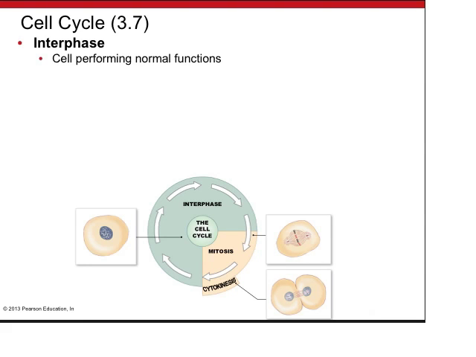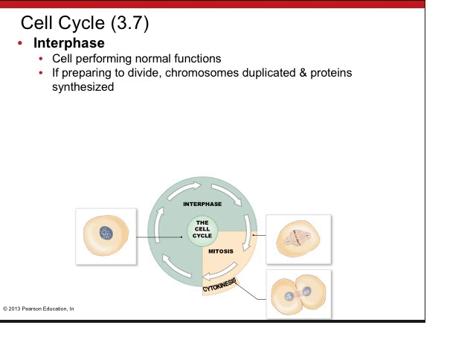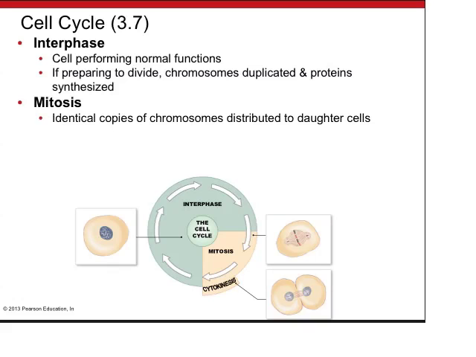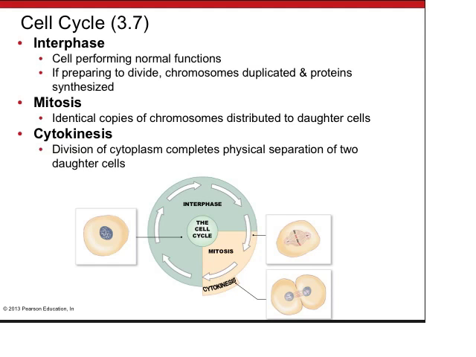We can divide the cell cycle into several phases. In interphase, the cell is performing its normal functions in the body. If it's preparing to divide, the chromosomes are duplicated and all the proteins are synthesized. Mitosis is where the genetic material in the nucleus is duplicated and then distributed to two new daughter cells. That's generally followed by cytokinesis, which is the division of cytoplasm to become two separate complete cells.